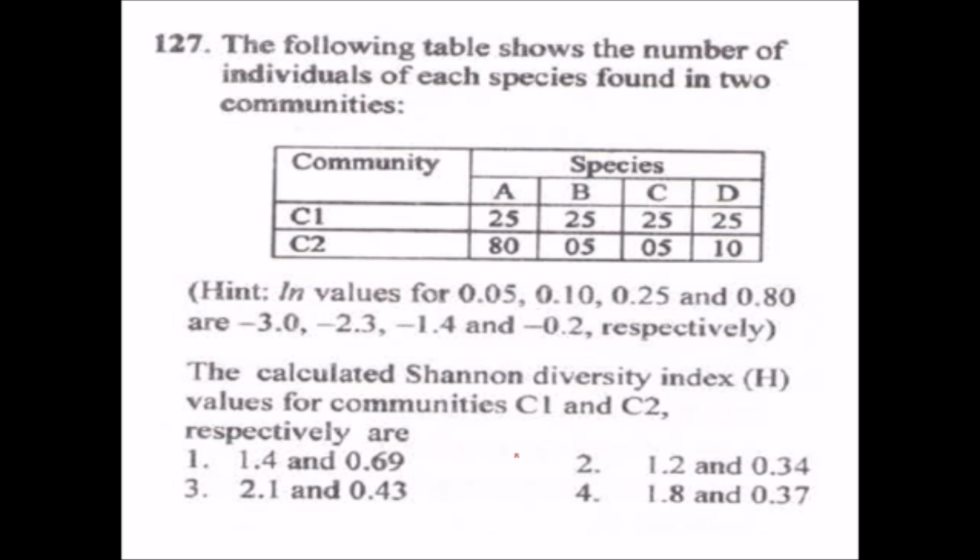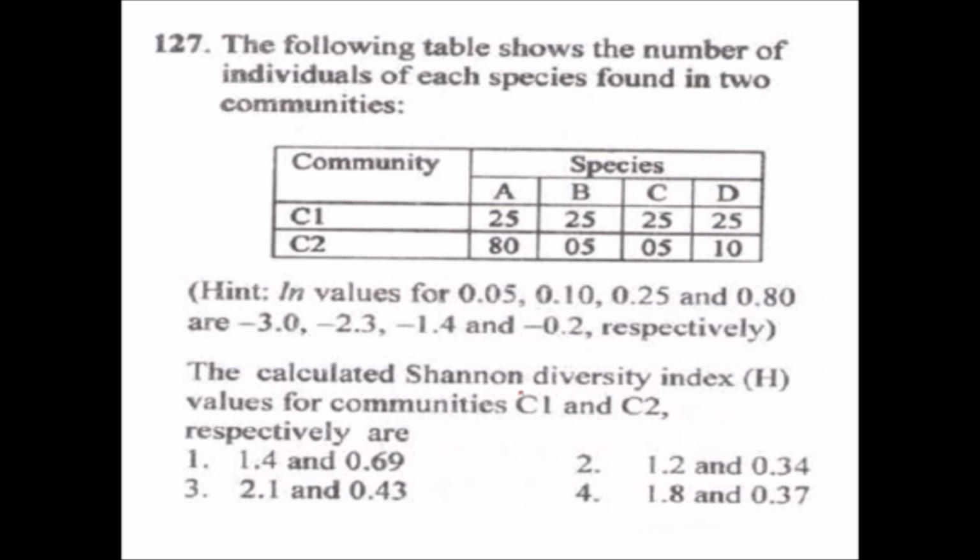Next question says from the Shannon's diversity index, we have to calculate the Shannon diversity index. Here we have two communities, 1 and 2, and A, B, C, D are the different species, and these values denote the abundance of that particular species in community 1 and community 2. So here we have to calculate the Shannon index in community 1 and community 2.